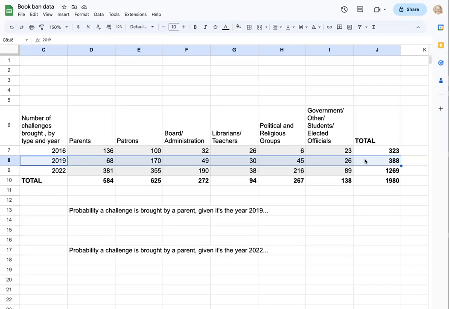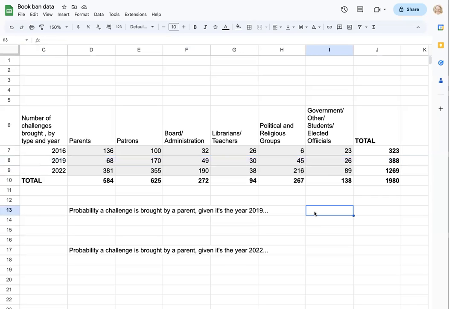And so now we ask the question, given that we're only in this row, what's the probability that a challenge is brought by a parent? So we look in this one row and find where it matches the column under parent. So we have 68. And then what was our denominator? The denominator was the total of our row, 388. So we have 68 divided by 388.